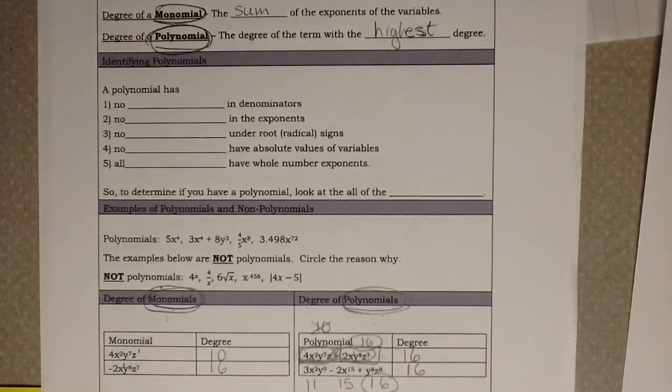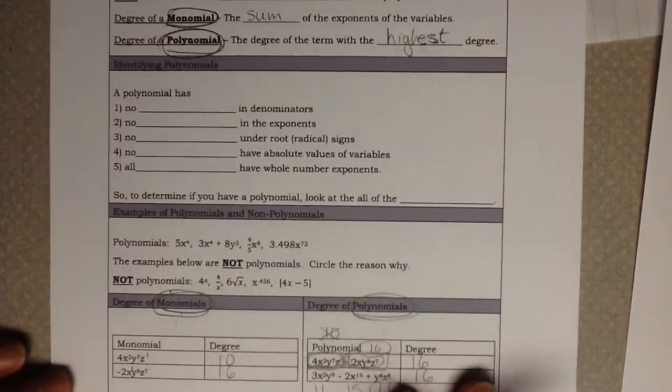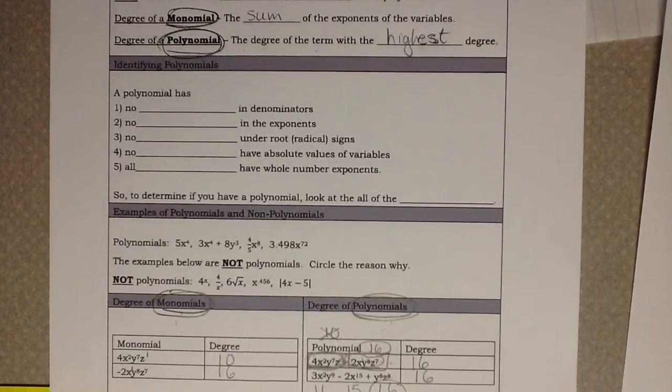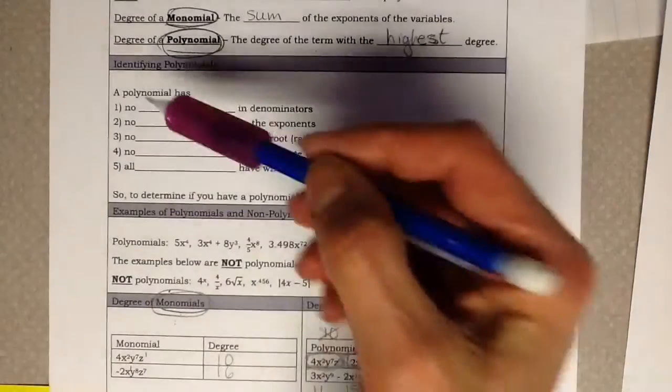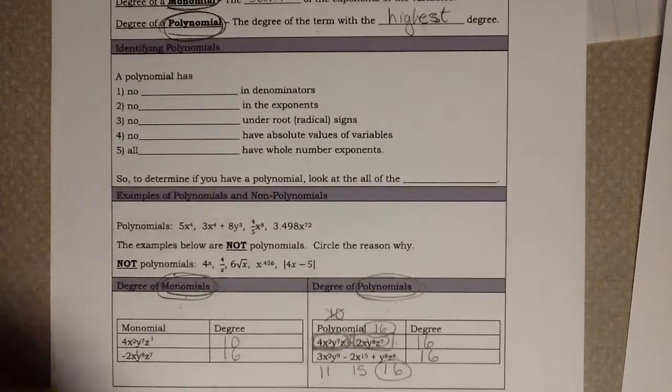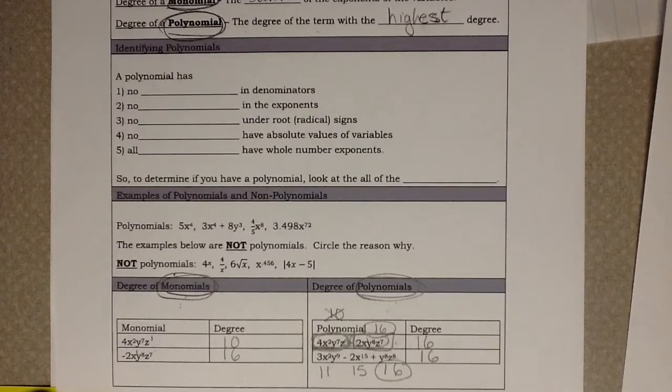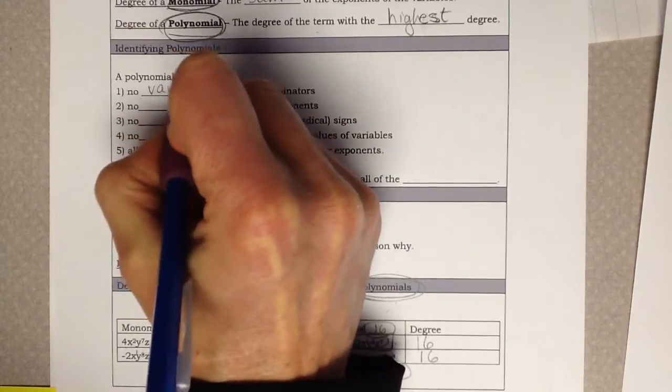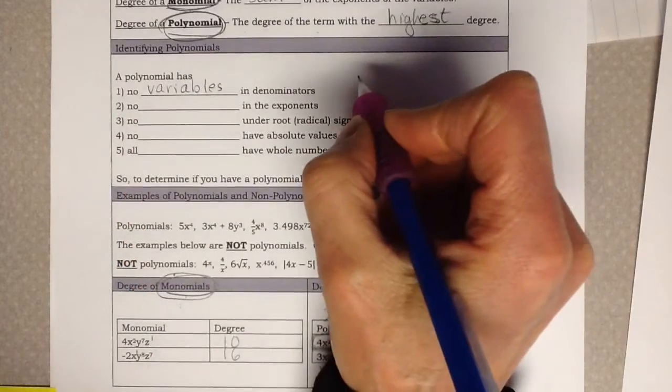Now we need to figure out when we have a polynomial. So if you check this list, today you're going to be asked if the question that you're given is a polynomial. And what you need to check is that the polynomial has no variables in its denominator.